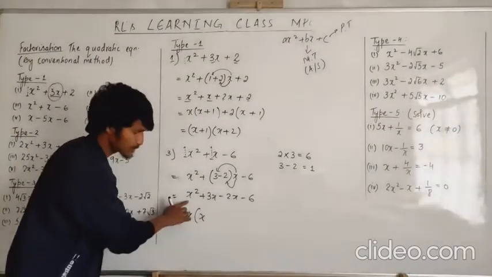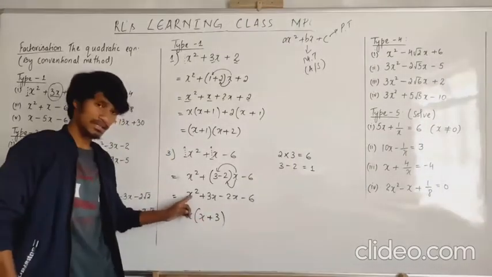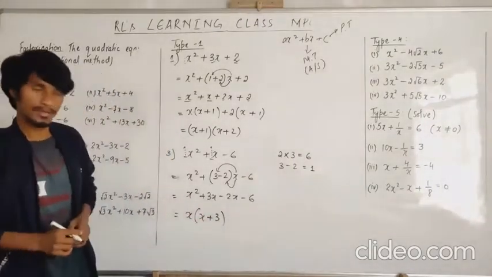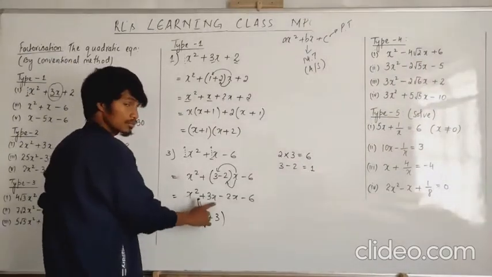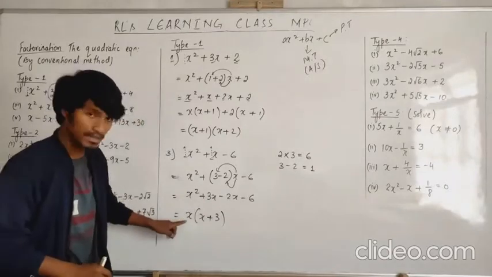Now x into x, x squared. Then plus I will put here 3. X into 3 is equal to 3x. Then x is common because here also x, here also x.